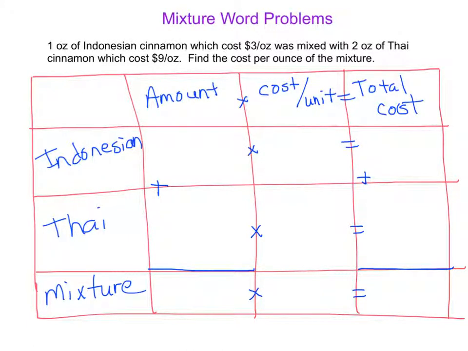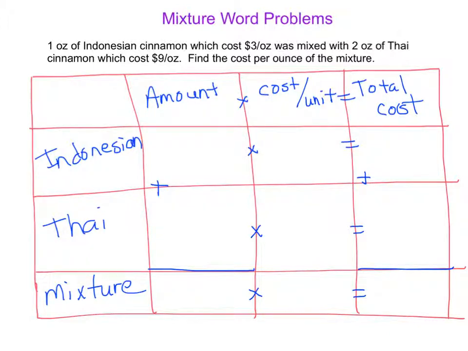Mixture word problems. We're going to use a table set up like this. Notice the plus signs adding down in the first and last column only, not the middle. And then the multiplication sign, so we multiply across.